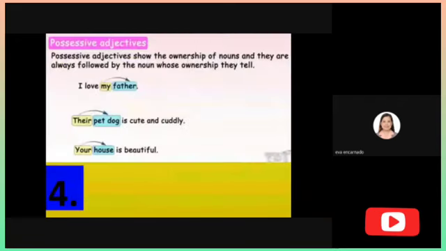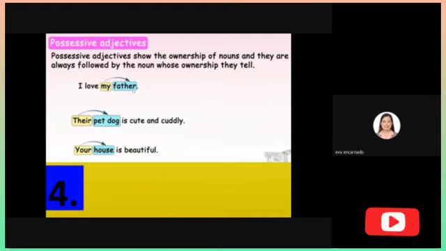Okay. Next is number 4 na tayo, possessive adjectives. What is a possessive adjective? Possessive adjectives show the ownership of nouns and they are always followed by the noun whose ownership they tell. Sabi ko, always followed by the noun. I love my father. Yung my is an example of possessive adjective.